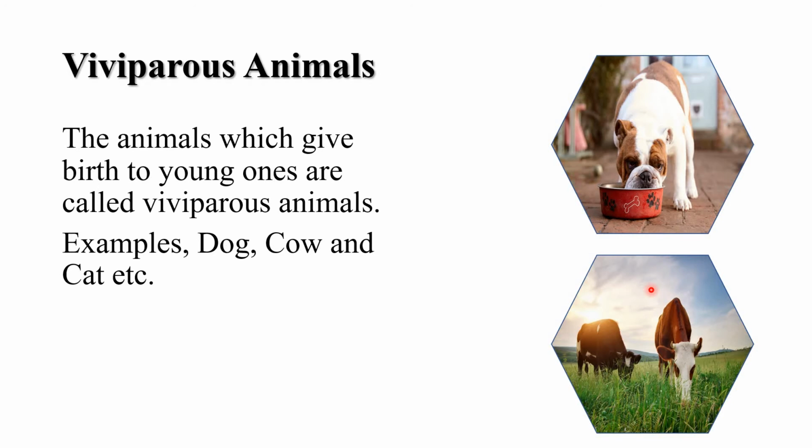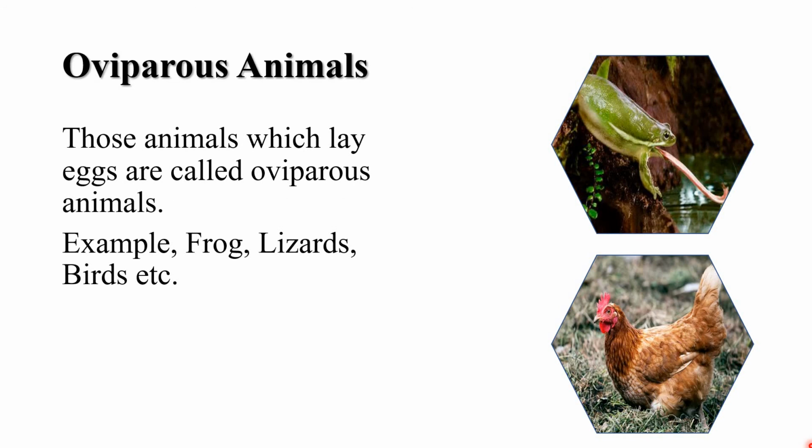And students, now let us know about different types of animals. So first of all, let us understand viviparous animals. The animals which give birth to young ones are called viviparous animals. For example, dog, cow and cat. These animals give birth to a young baby. And second is oviparous animals. Those animals which lay eggs are called oviparous animals. For example, frog, lizard, birds. These animals reproduce by laying eggs.